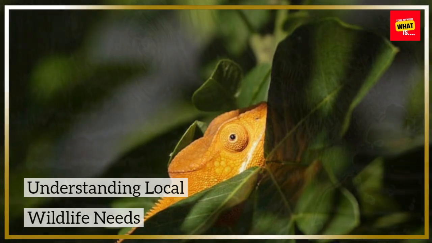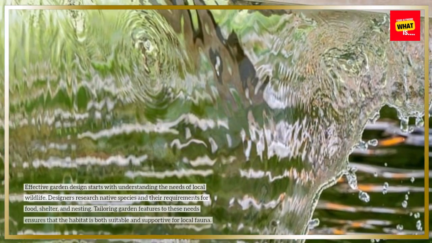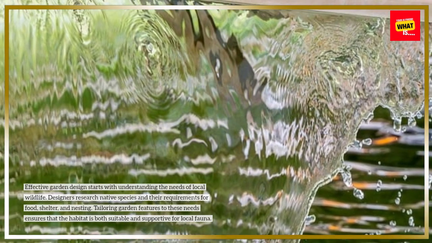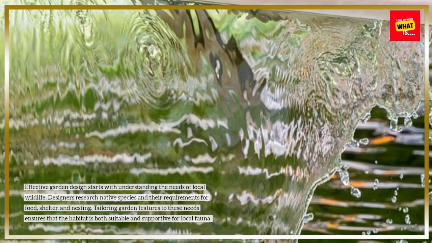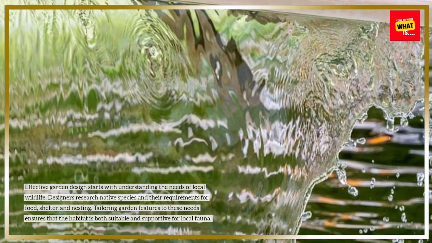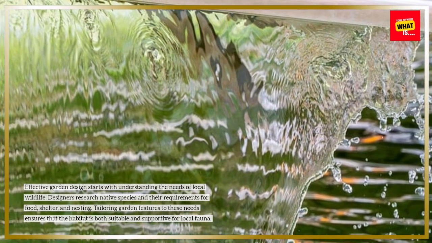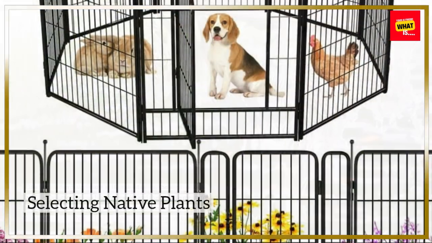Understanding local wildlife needs. Effective garden design starts with understanding the needs of local wildlife. Designers research native species and their requirements for food, shelter, and nesting. Tailoring garden features to these needs ensures that the habitat is both suitable and supportive for local fauna.